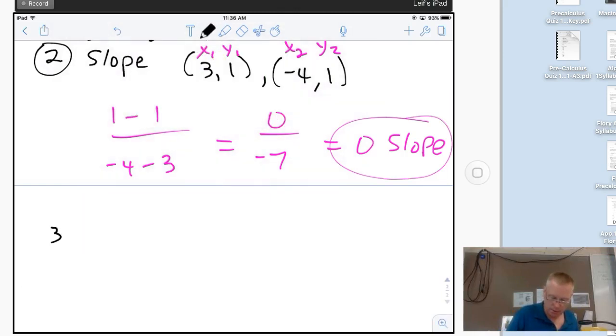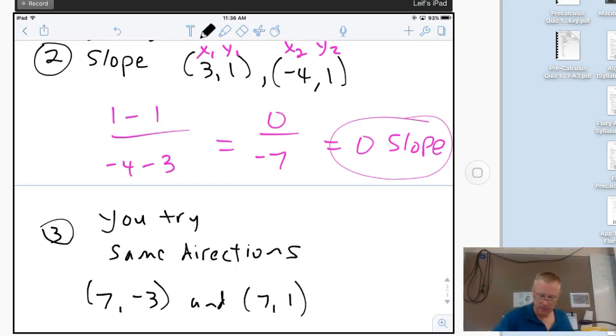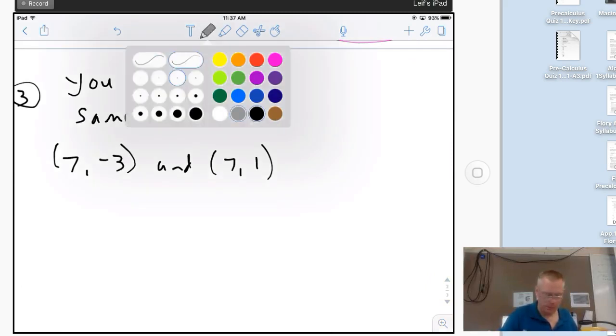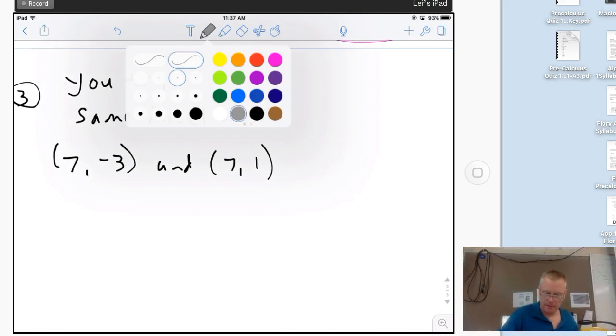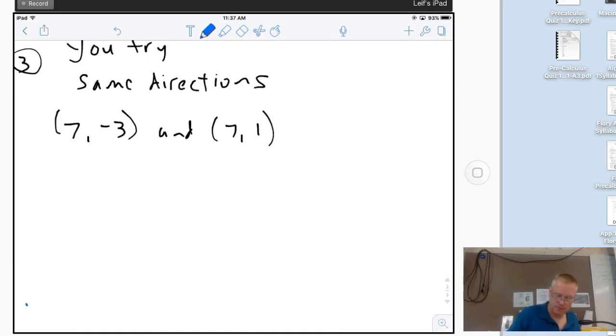Why don't you try this one? Same directions, except your points are 7, negative 3, and 7, 1. You can try that one and bring the answer to class for me. If you did this correctly, you should have gotten undefined slope.